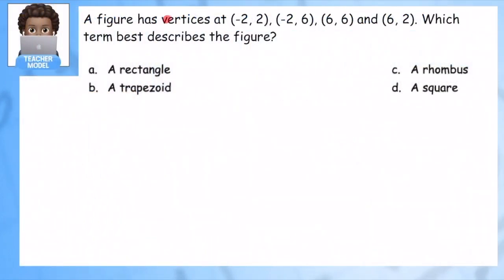A figure has vertices at these 4 points: (-2, 2), (-2, 6), (6, 6), and (6, 2). Which term best describes the figure? If we were to graph it, what shape could it make? So one strategy I automatically know some students will do is to make a sketch of the graph. That would be one simple way to sketch out what was happening.